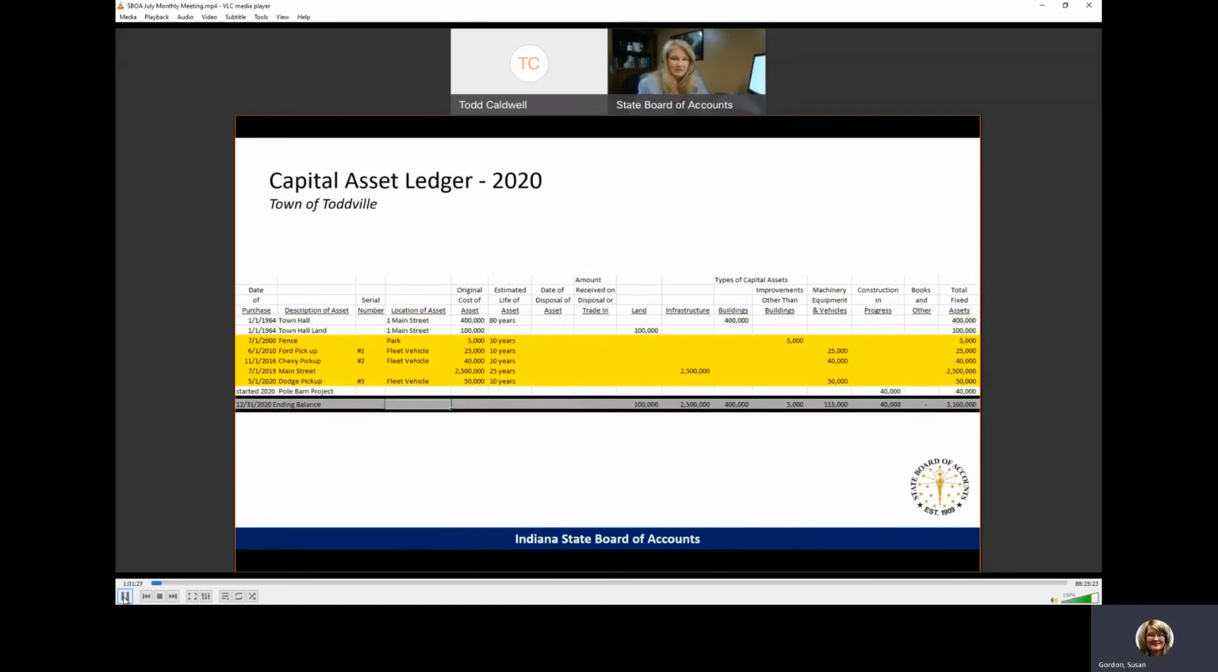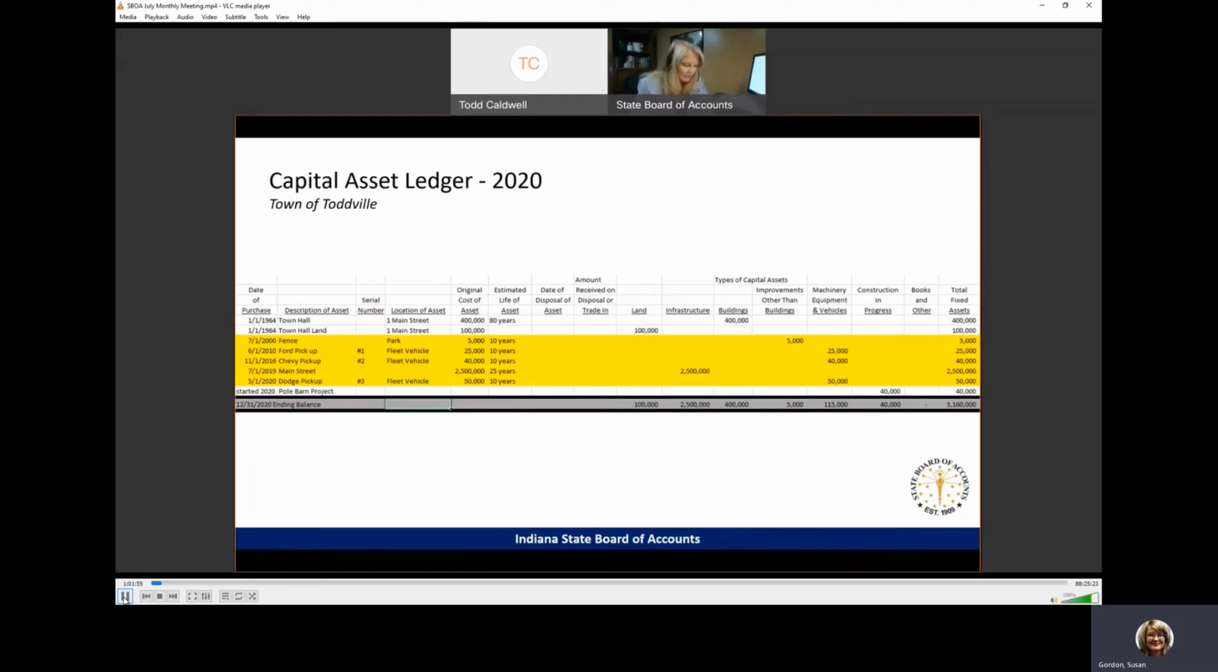This next group of assets that are highlighted here, we have a fence for our park of $5,000 that would go into improvements other than buildings. We also have a Ford pickup truck, VIN number 1, for $25,000. That goes into machinery and equipment. Under that, we have another pickup of $40,000.